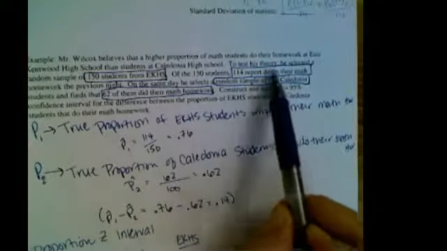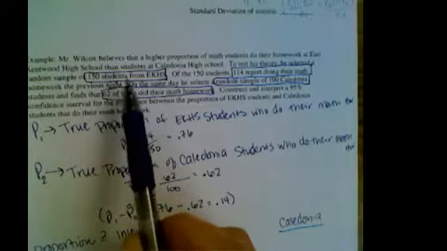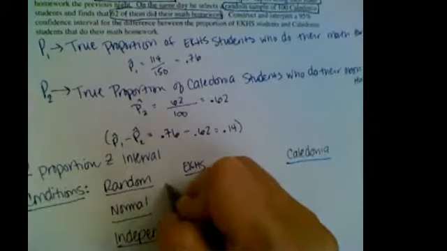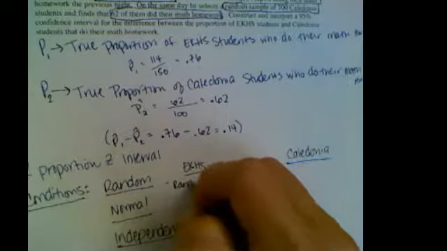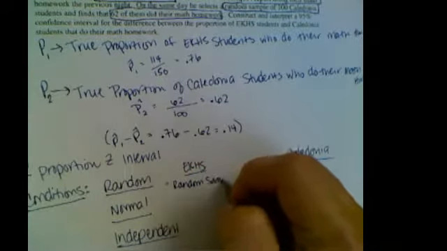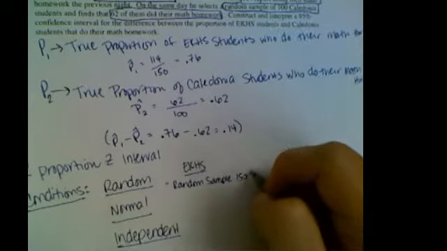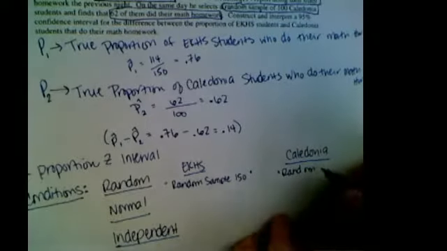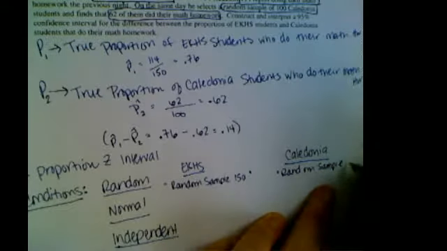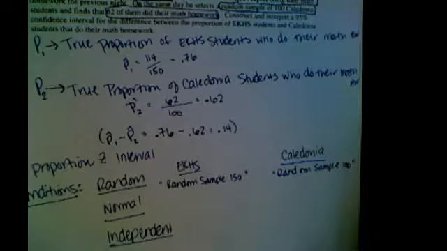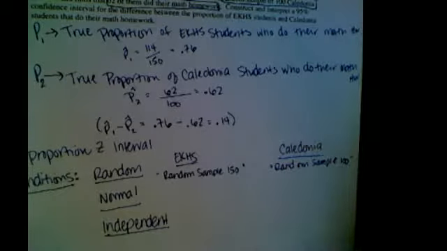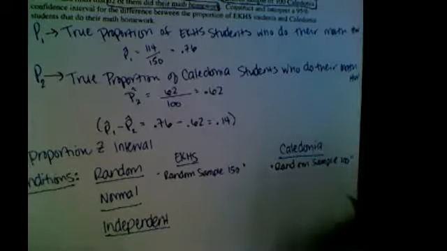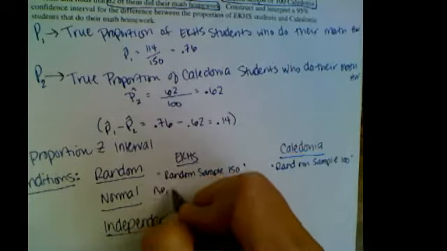So for EKHS, we selected a random sample of 150 students. So down here in random, I'm going to say random sample 150. And for Caledonia, we had a random sample of 100. Okay, now we're in proportions, so we check normal one way. We have np greater than or equal to 10, and we have n times 1 minus p greater than or equal to 10. So we're going to do that for both of these.